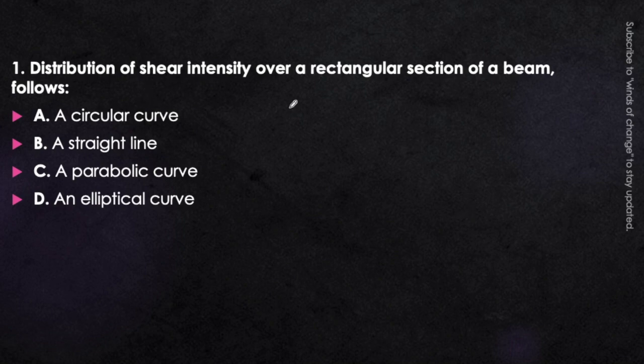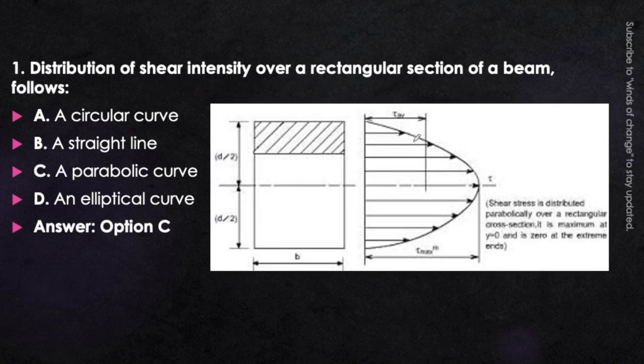Distribution of shear intensity over the rectangular section of a beam follows a circular curve, a straight line, a parabolic curve, or an elliptical curve. Here, just think about it. We are talking about the shear intensity over a rectangular section of a beam. It does follow a parabolic curve, you can see in the graph, in which shear stress is maximum at the center near the neutral axis, and the average value can be determined here, and this pattern which is followed is called the parabolic curve.